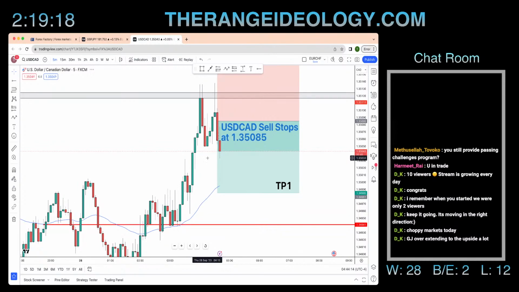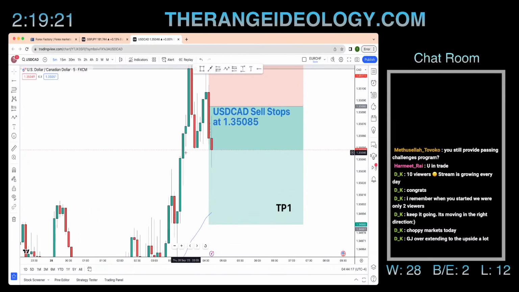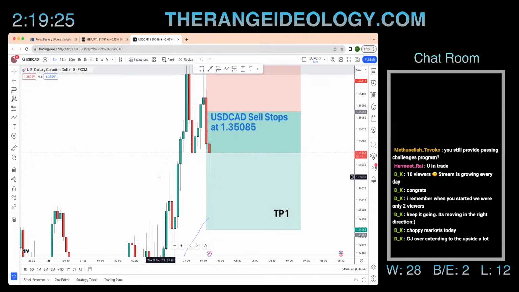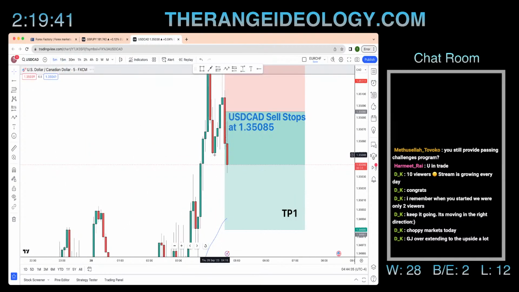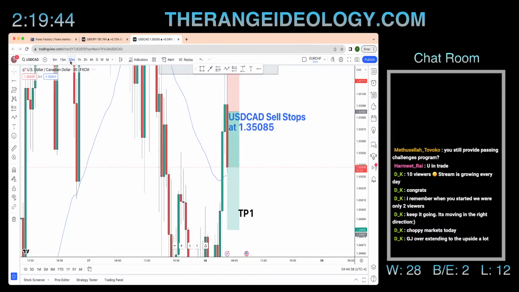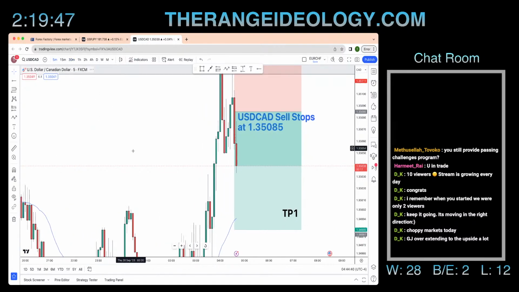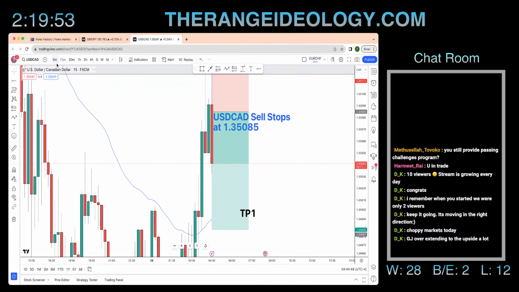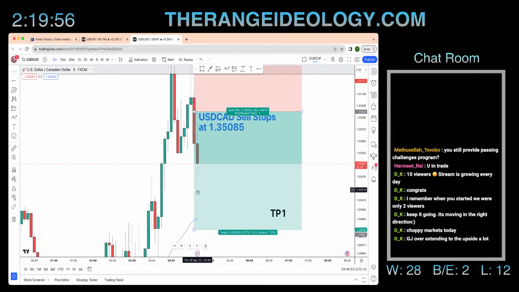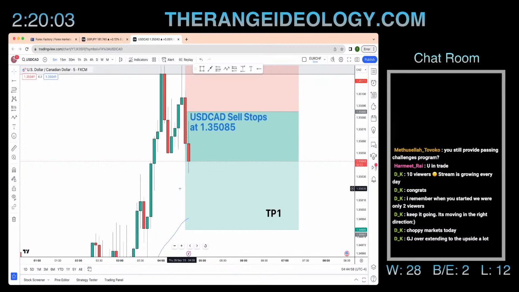But it's not breaking that support line here, right? So we need a closure below that small support to adjust the stops. Need a strong push down here. It's less than a minute left to close off the 50-minute candle, and a potential 5-minute close below that support line that I'm talking about. There's a 30-minute EMA tap coming as well, so we got the 30-minute EMA, 5-minute and 50-minute EMA within the next 5 pip distance here.